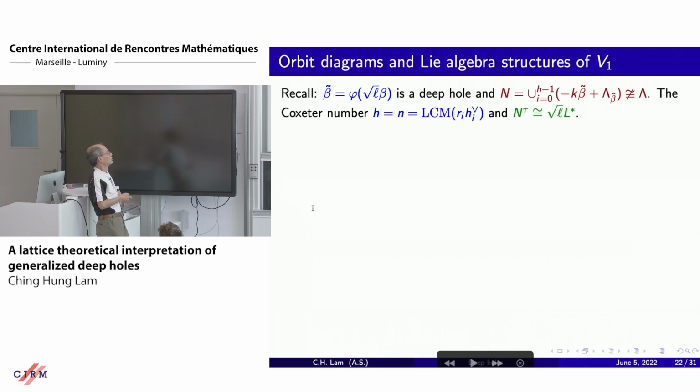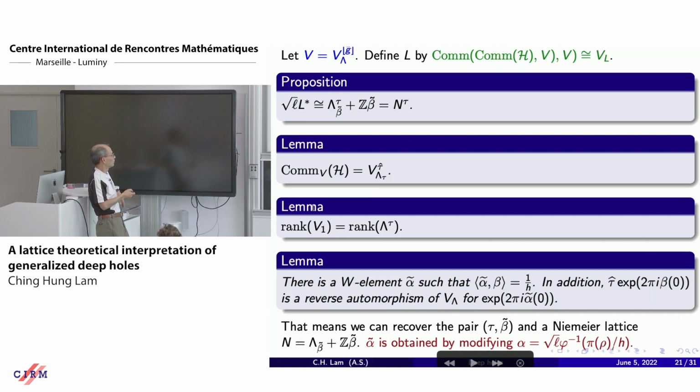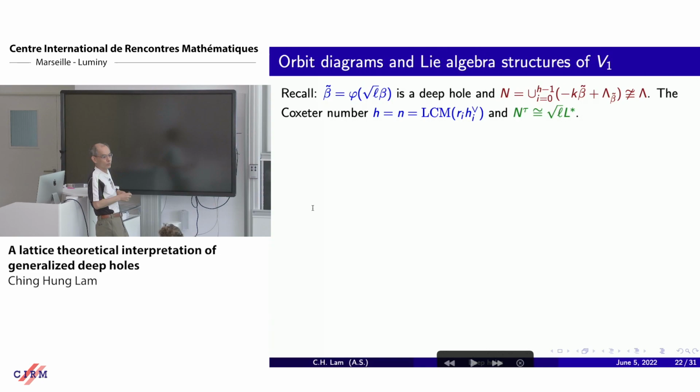I will mention a little bit more about how you can use this N and tau to classify the holomorphic VOA. Okay, so here is to do with something I call the orbit diagram. In a paper of Johan he also talked about this, but his interpretation is slightly different from what I did here. But essentially the same thing, okay?